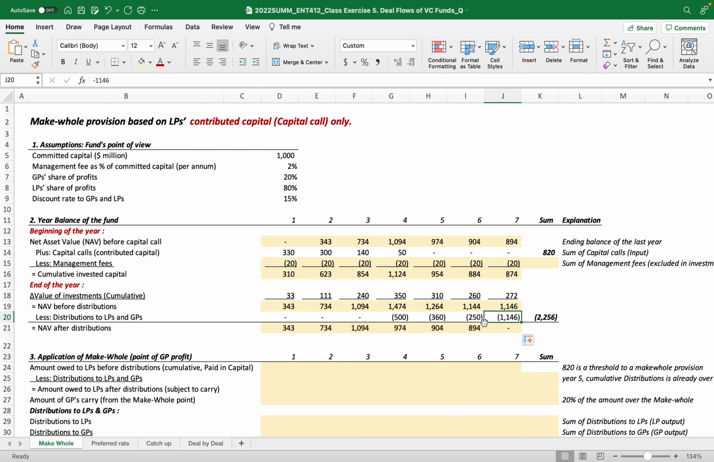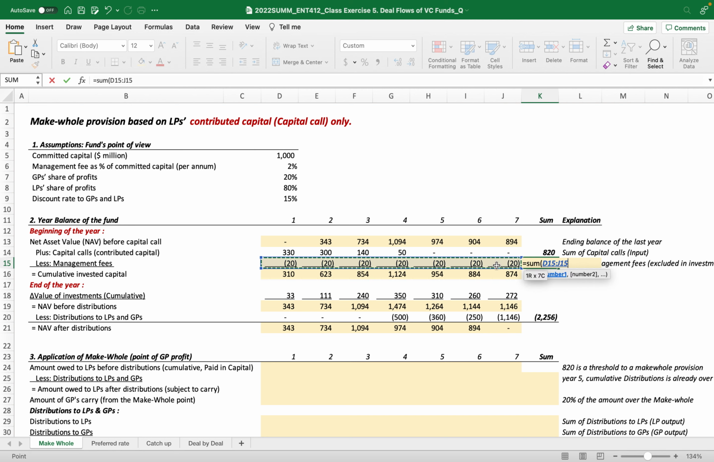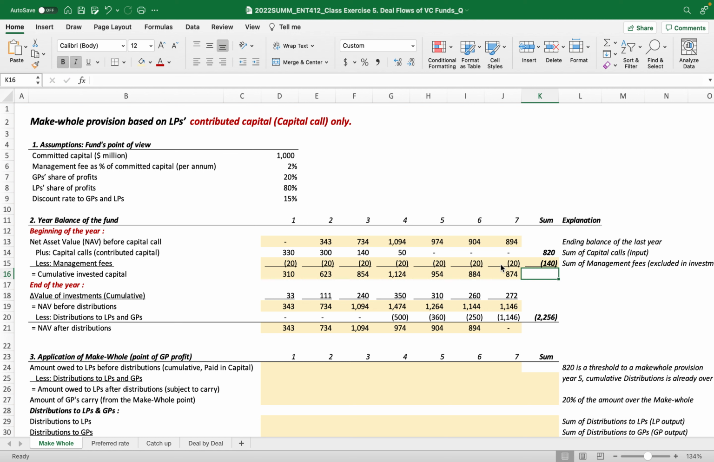And then this amount is fully distributed to LPs. And then the remaining value of the fund is 0, right? And then what is the sum of all these management fees? The management fee sum is 140. Okay, now we set up all the year balances of the fund.